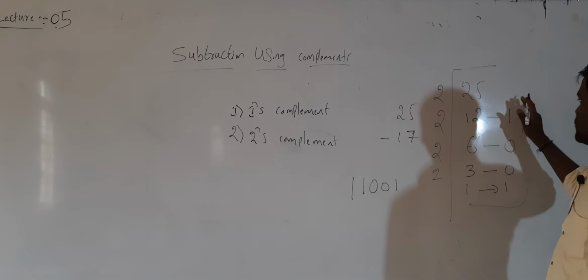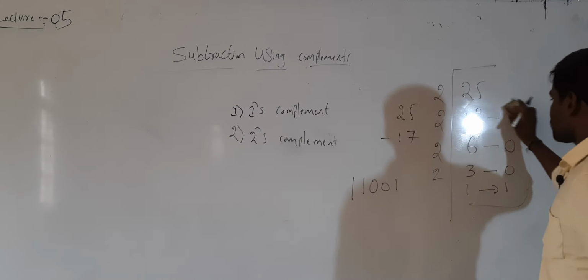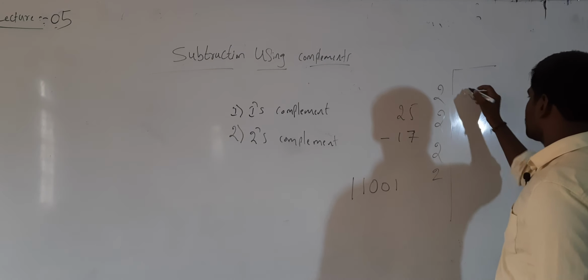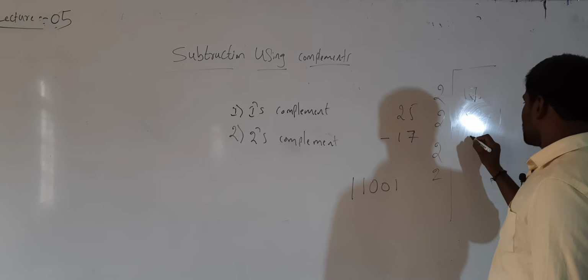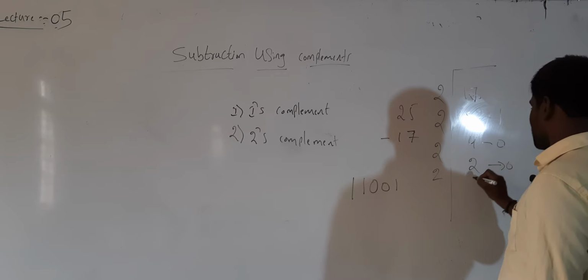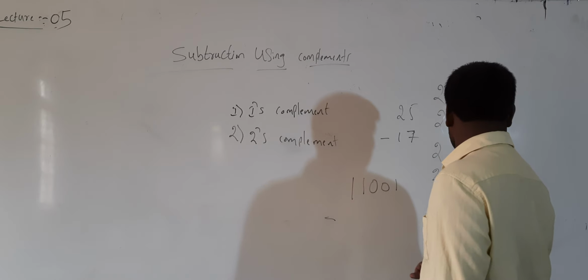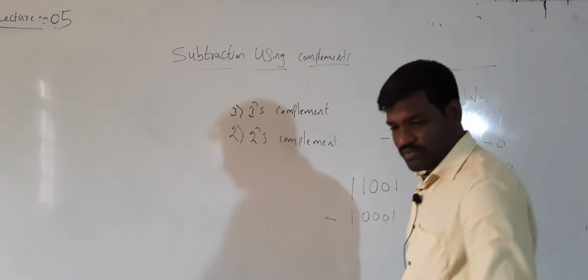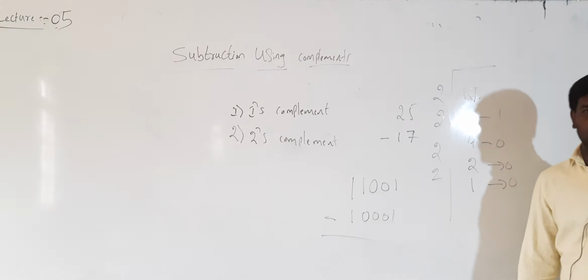In the same way, you have to convert 17. 2 8s are 16, remainder is 1. 2 4s are 8, remainder is 0. 2 2s are 4, remainder is 0. 2 1s are 2, remainder is 0. That is 1 0 0 0 1. So after converting, now we have to apply the ones complement.